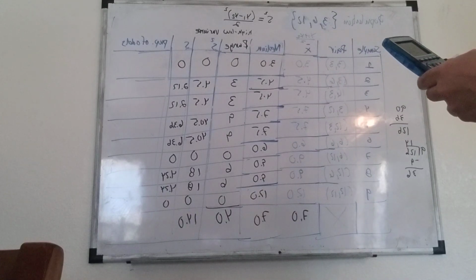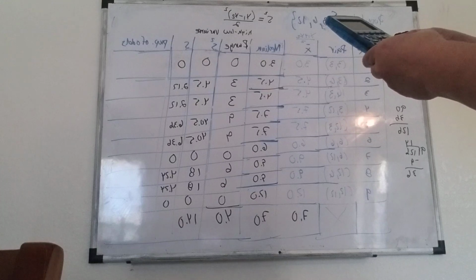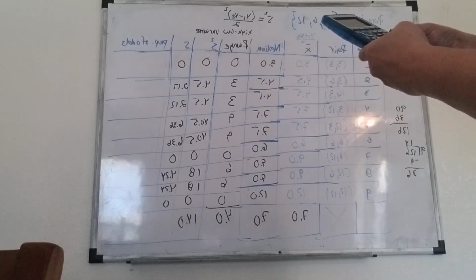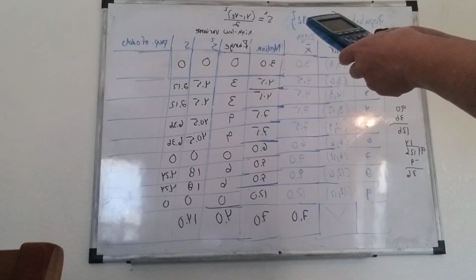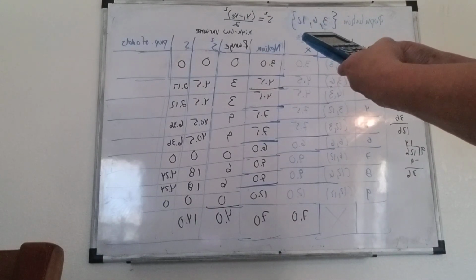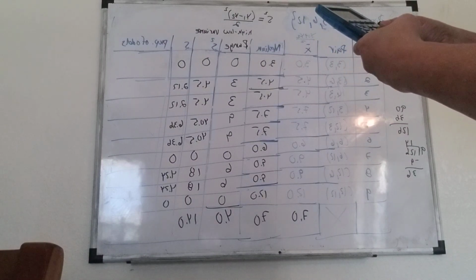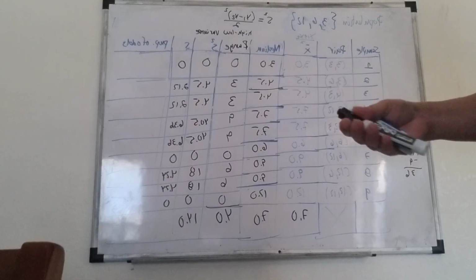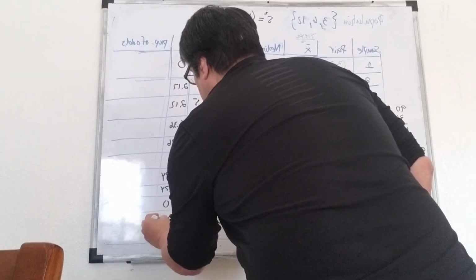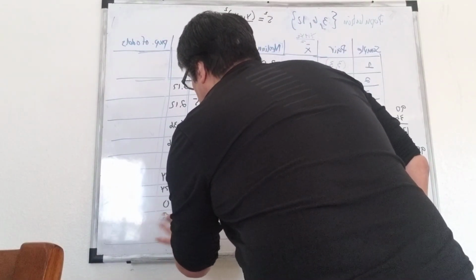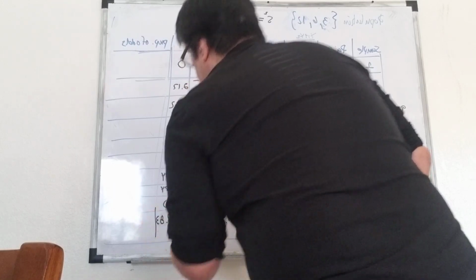Hold on for a second. I think I made a mistake. Let me double check that. So it's 2.12 times 2 plus 6.36 times 2 plus 4.24 times 2. Divide that by 9 and I get 2.83. I apologize for the mistake there. This is 2.83. Okay.